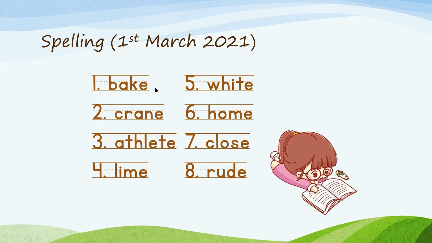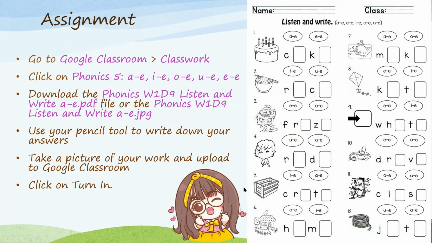The spelling words are big, crane, athlete, lime, white, home, close, and rude. And this will be your assignment for today. Go to Google Classroom classwork, click on Phonics 5, AE, IE, OE, UE, EE. Download the Phonics W1, D9, listen and write PDF file or the JPEG image file. Use a pencil tool to write down your answers. Take a picture of your work and upload it back into Google Classroom once you are done. Finally, click on Turn In.